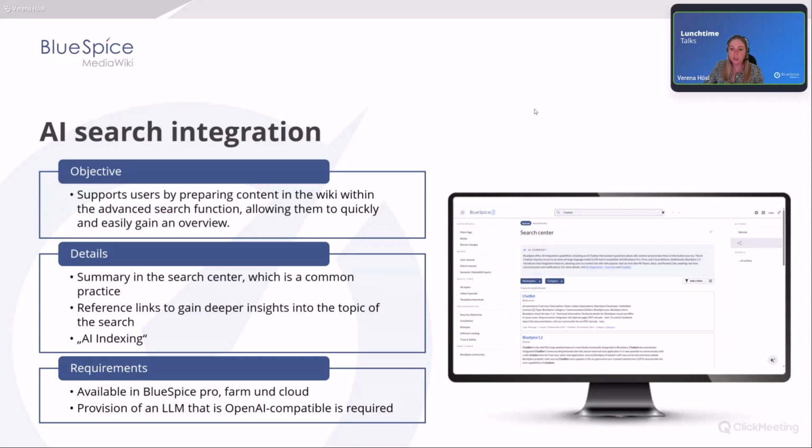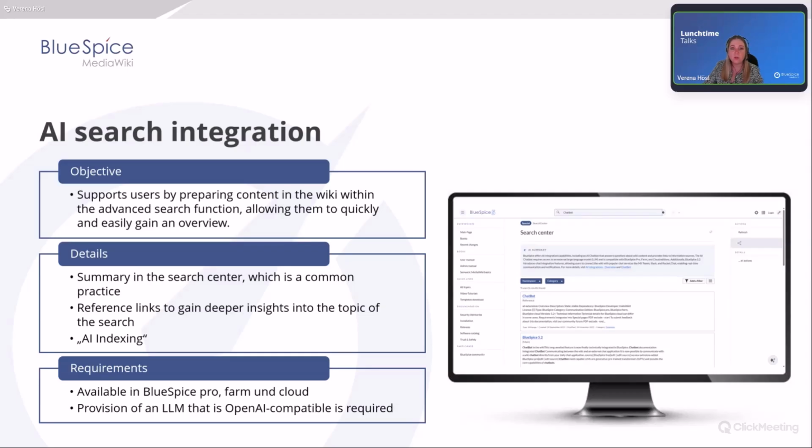Regarding the AI search integration, which is the second part of the AI development, we thought it might make sense to support the user with a little AI summary in the search center. By doing so, there is content prepared, which gives a quick and easy overview about the search term a user has entered. This is a pretty common practice, which you might have also seen on some search engines, and it is very useful to have something like that.